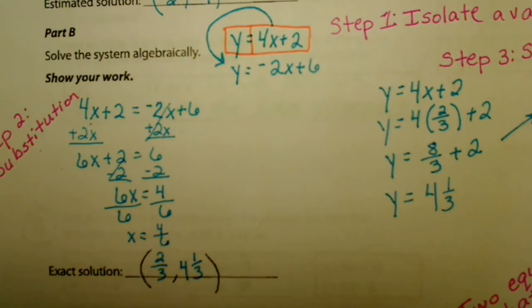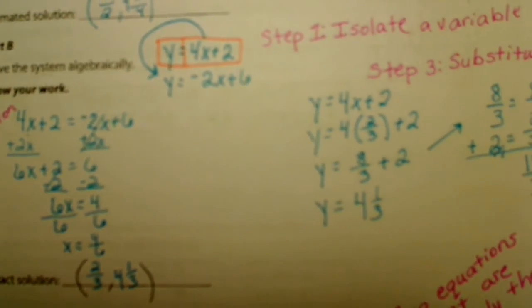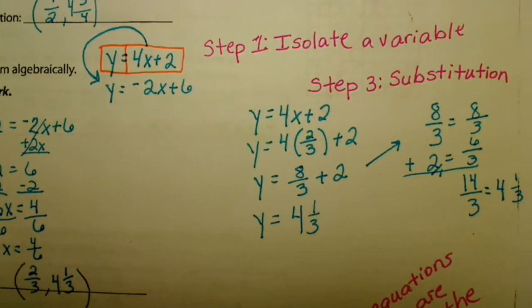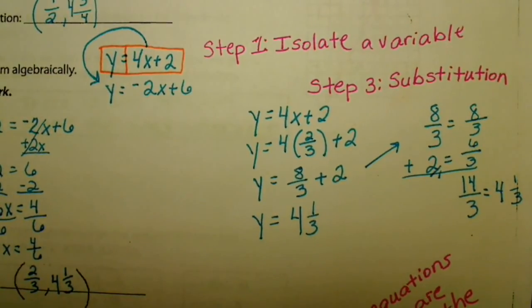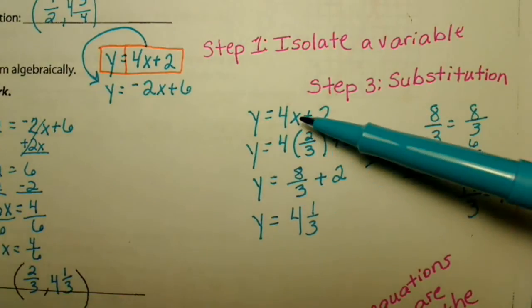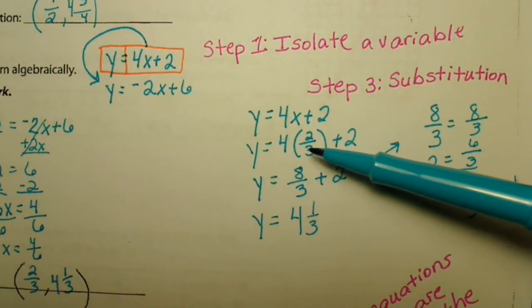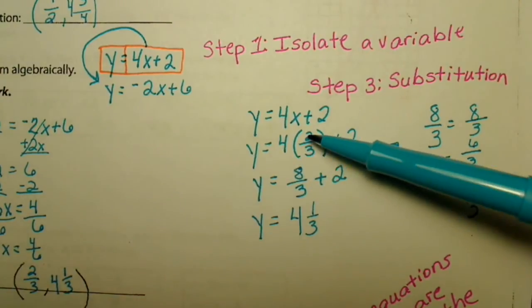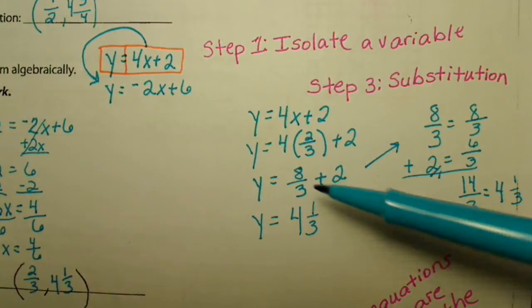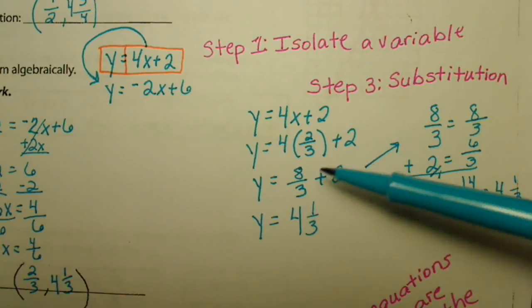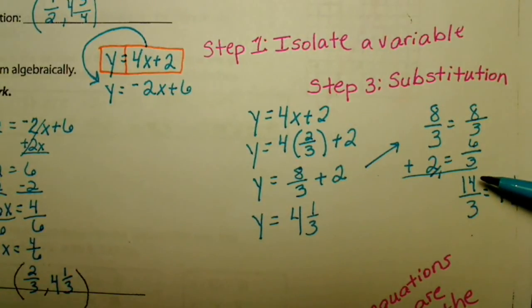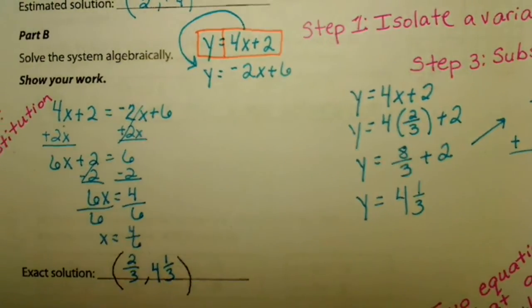So that's x. To get y, you have to substitute once again, and that's what I did over here. You are working with a fraction, so you are allowed to use your calculator with these fractions. You substitute in 2/3. When you multiply, 4 times 2 gives you 8 over 3. Then when I added these, I had to find a common denominator, and then I was able to add them and simplify. That gave me 4 1/3.